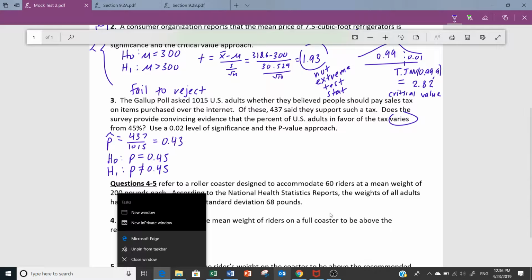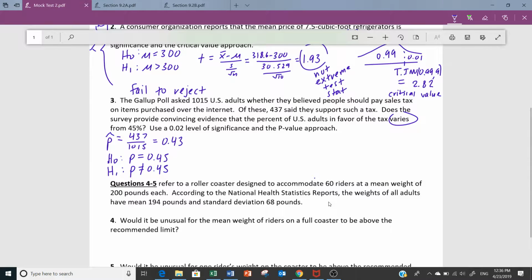Okay, so back to this one here. I want to find the z value, which is p hat minus p over the square root of p times 1 minus p over n. When you plug that in, you get 0.43 minus 0.45 over the square root of 0.45 times 0.55 over n. What's our n? How many people went into the sample? Good, 1,015. When you do all of that, you end up with negative 1.24.